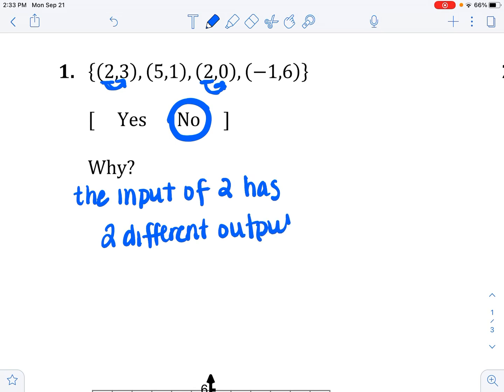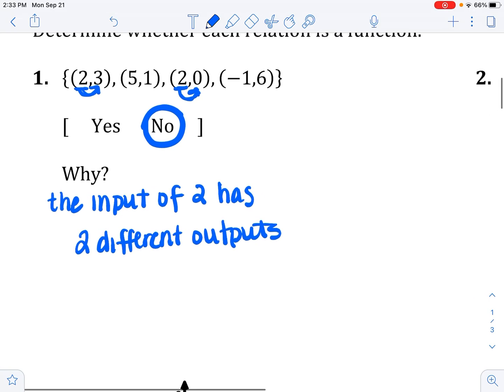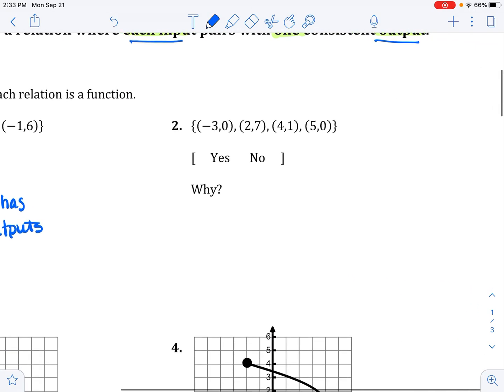The input of 2 has two different outputs. You can be more specific. You can say the input of 2 has outputs of 3 and 0, okay? But I like the way I said it. All right, let's check this one. Negative 3 outputs 0, 2 outputs 7, 4 outputs 1, 5 outputs 0. So there's no x value that outputs two different y values.